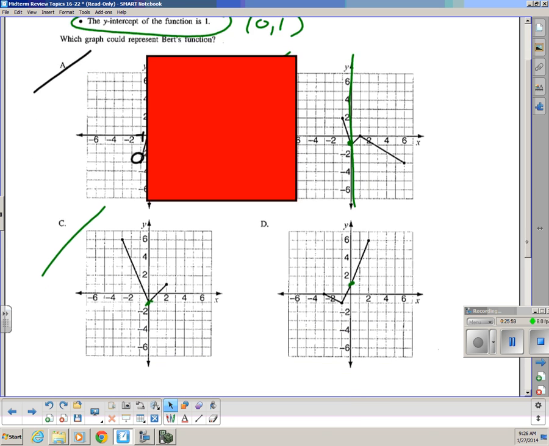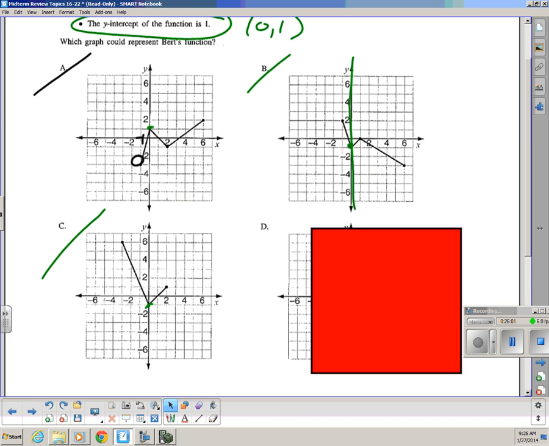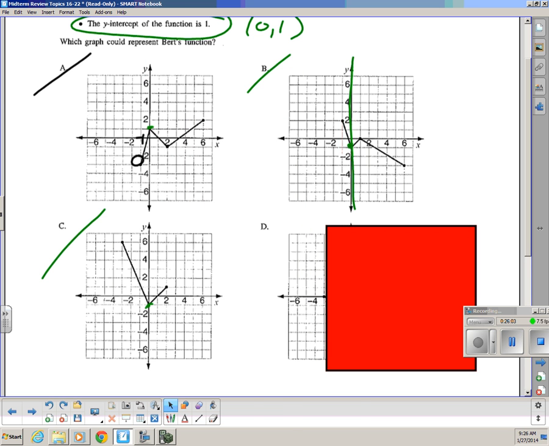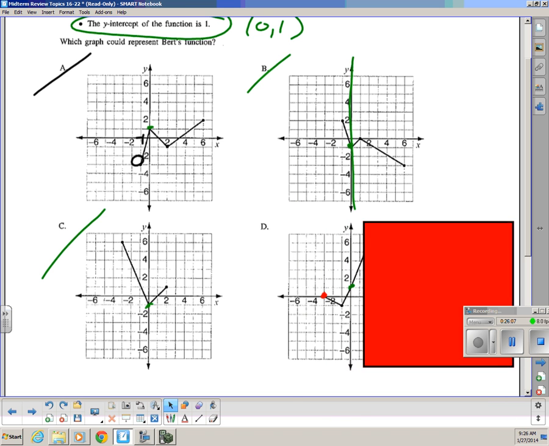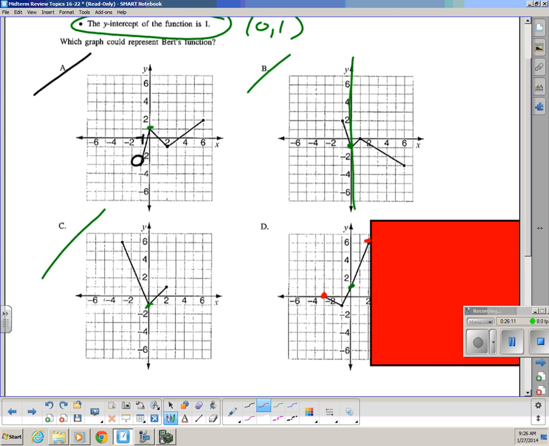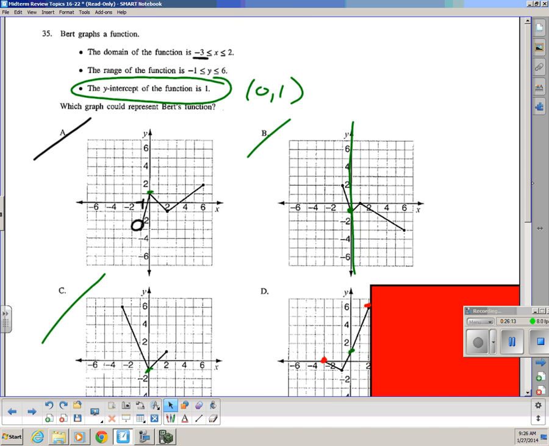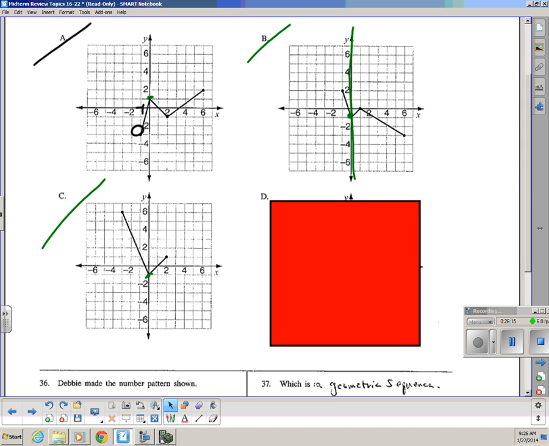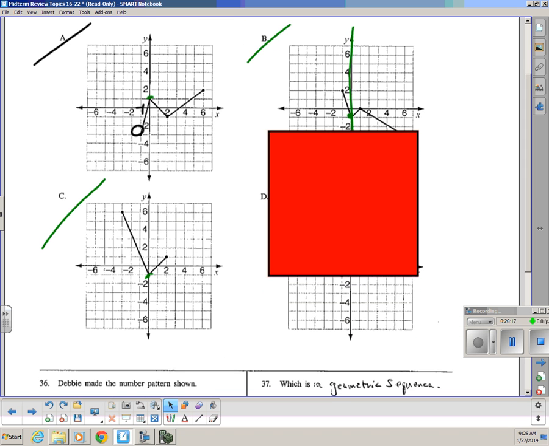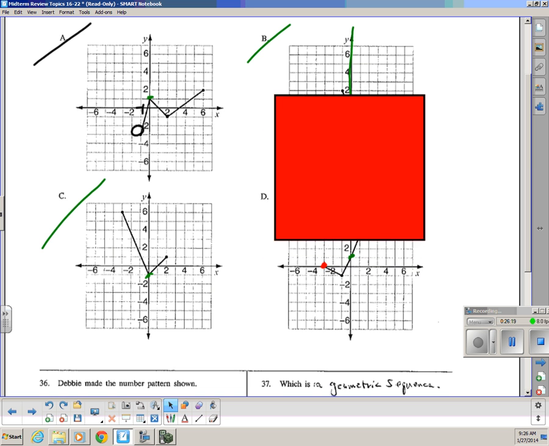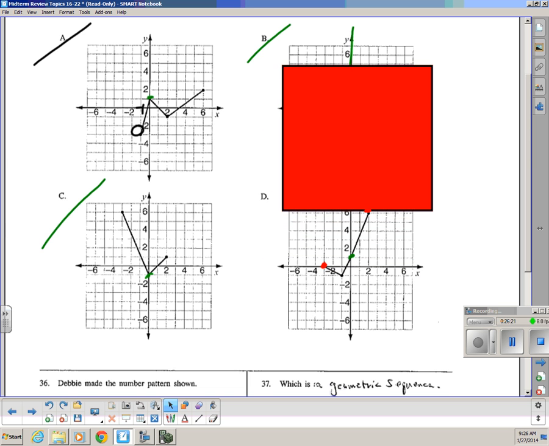Let's just verify the information. The domain should be from -3 to 2. Well, I start my x values at, you see this dot here, at -3. And I end up stopping the graph at +2. So I like that. They also said the range should be between -1 to 6. There's my dot. There's my dot. So from -1 to 6, this totally works.